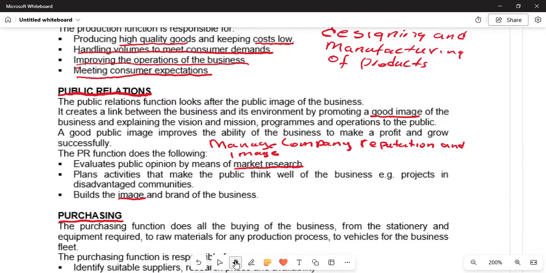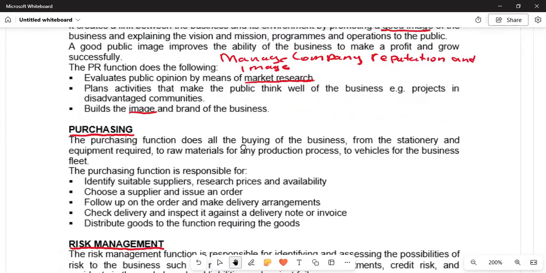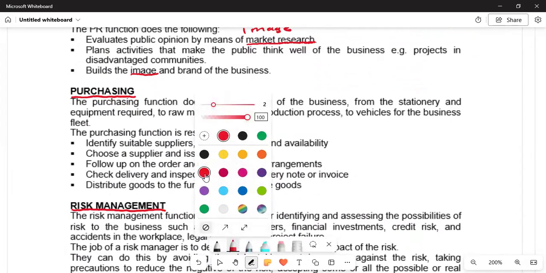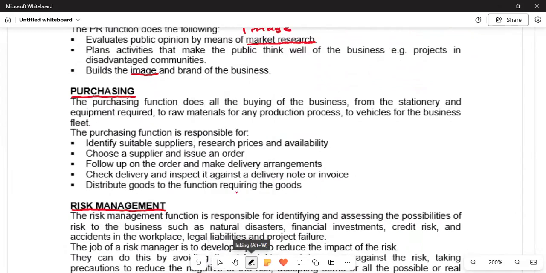Now we are going to the purchasing function. With this department, purchasing function, one of the important functions as well, this is where we are going to do what? Sourcing and procuring materials and suppliers.